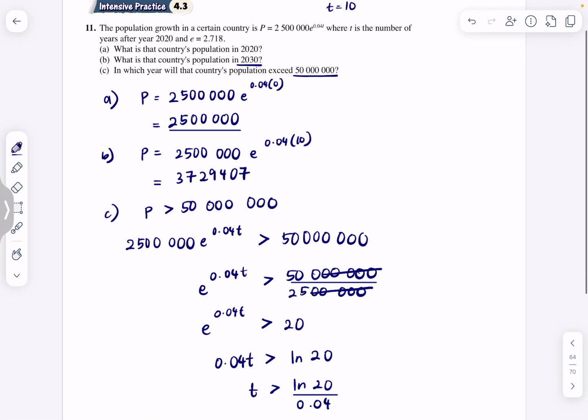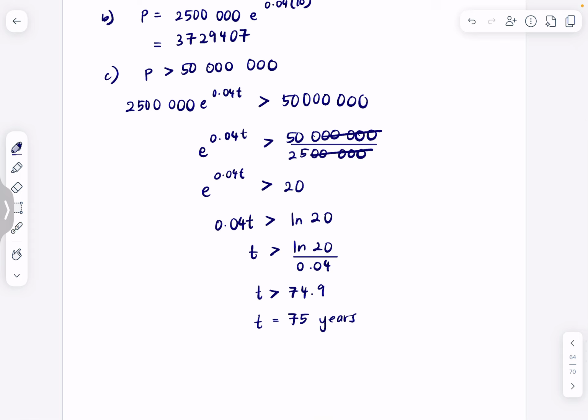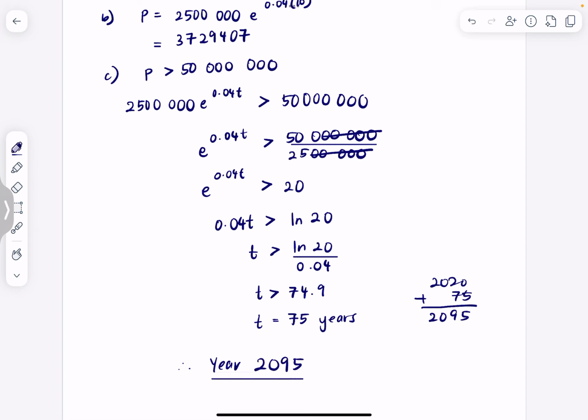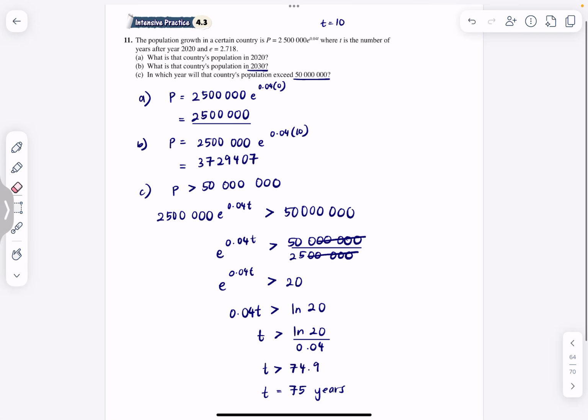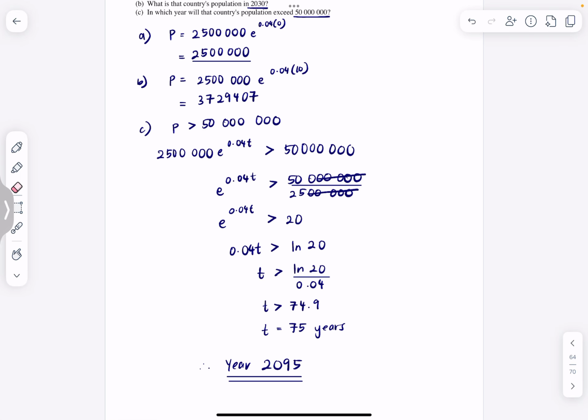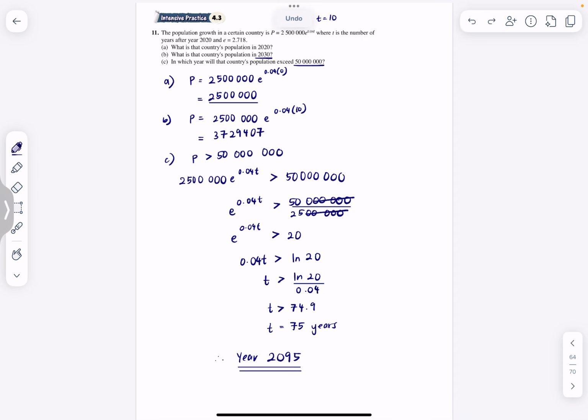Okay, but they're asking in which year. So 75 years after 2020 will be in the year 2020 plus 75. So 2095. In the year 2095, it would have exceeded 50 million. So this will be our working now. Done. That's it.